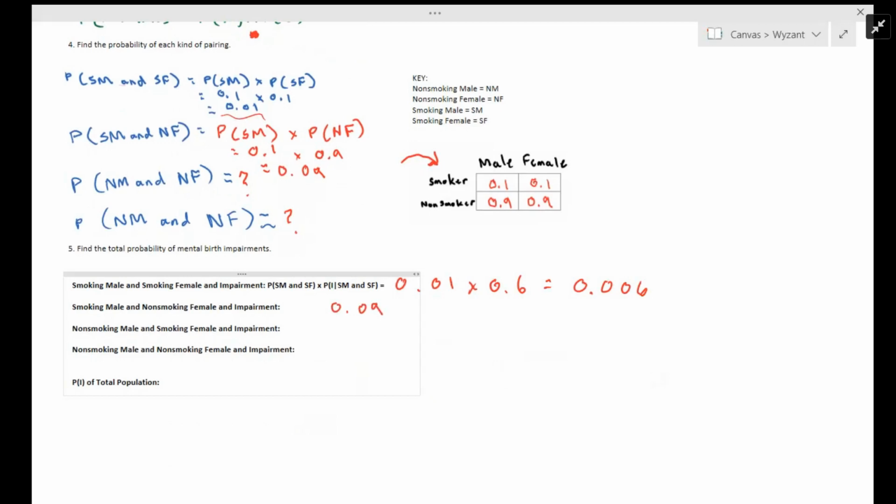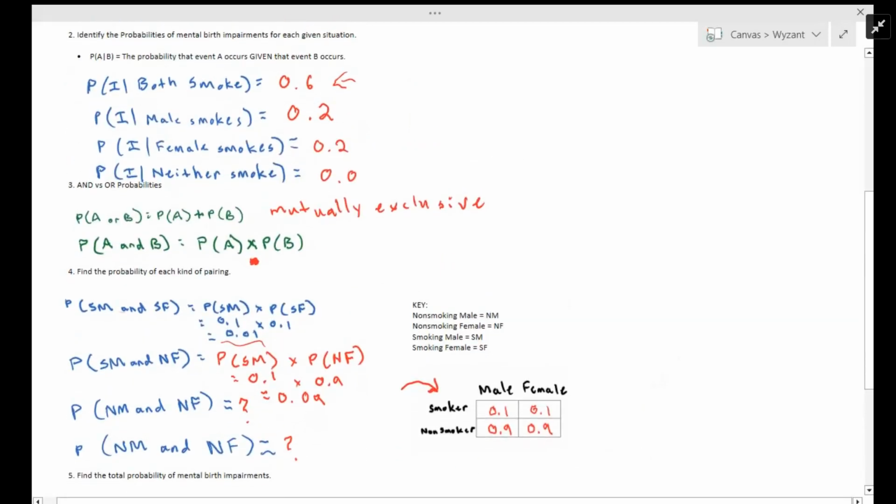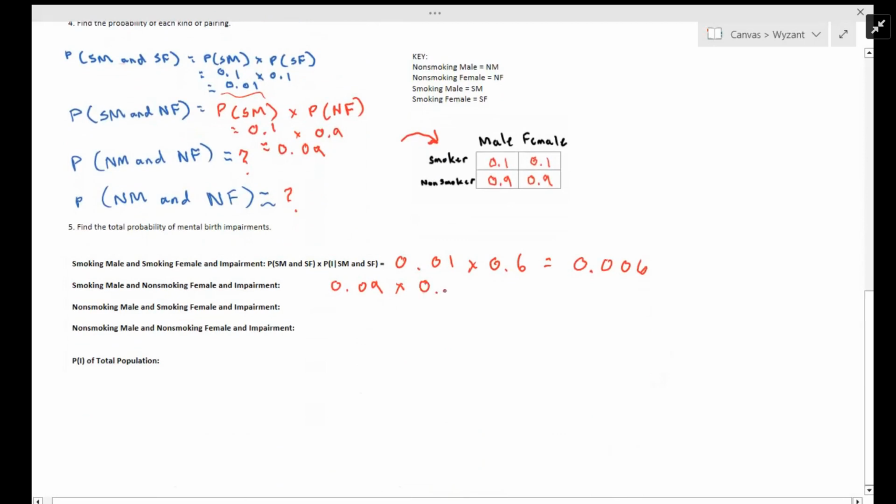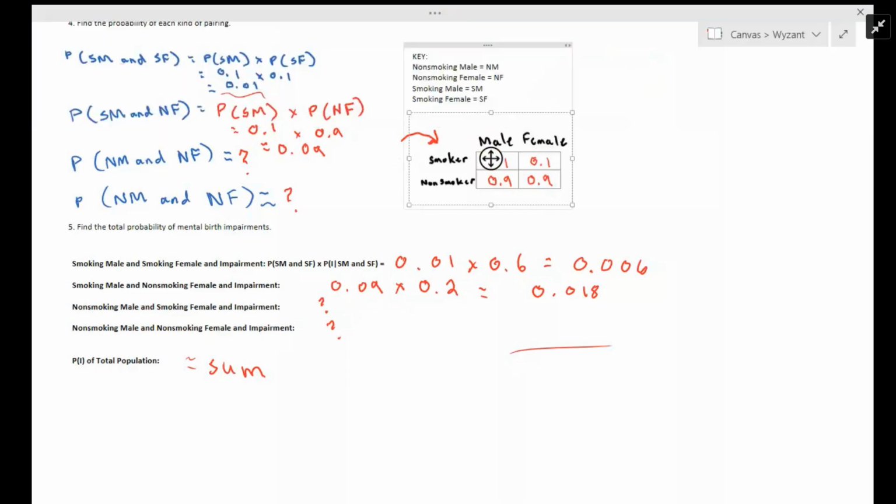Okay, and you'll do the same for the next: 0.09 for the smoking male and non-smoking female times the impairment given that situation, 0.2. That will give you 0.018. Okay, and then you can use your information from before to find the next two parts. And then when you're done, just add it all up to find the probability of impairment for the entire population of random subjects.